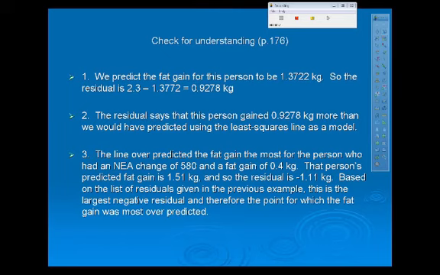All right, the line over-predicted the fat gain the most for the person who had the NEA change of 580 and a fat gain of 0.4. That person's predicted fat gain is 1.51 kilograms, and so the residual is a negative 1.11 kilograms. Based on the list of residuals given in the previous example, this is the largest negative residual and therefore the point for which the fat gain is most overpredicted.